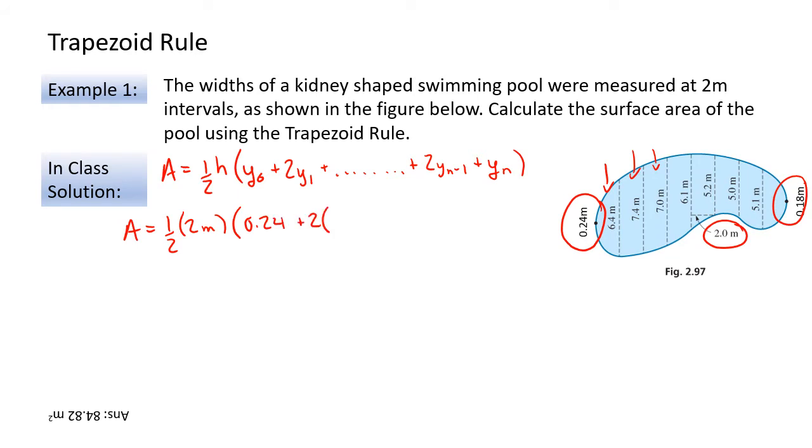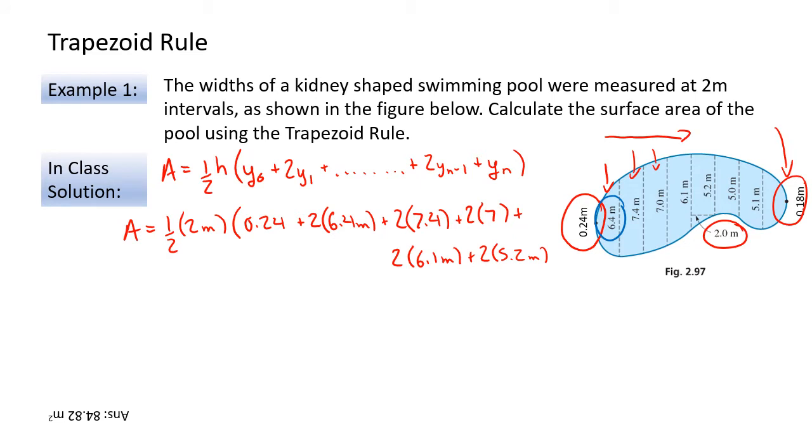times our second measurement, okay, going back to this, 6.4 meters, plus 2 times all of these measurements until we get to our final measurement of 0.18 meters. Okay, so 2 times our next measurement, 7.4 meters, plus 2 times 7 meters, plus 2 times 6.1 meters, plus 2 times 5.2 meters. Again, I'm just going left to right here. Plus 2 times 5 meters, plus 2 times 5.1 meters.